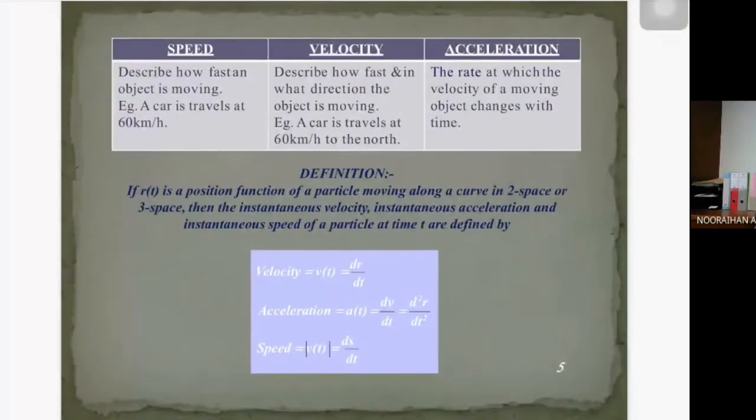So you know the differentiation is related to speed, velocity, and also acceleration. Speed describes how fast an object is moving, and velocity describes how fast and in what direction the object is moving, and acceleration is the rate at which the velocity of a moving object changes with time. So this is your velocity, dr/dt, and if you differentiate this dr/dt, you will get the acceleration. And for speed, ds/dt.